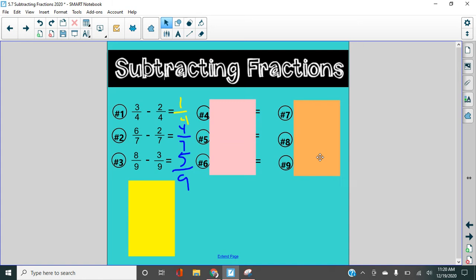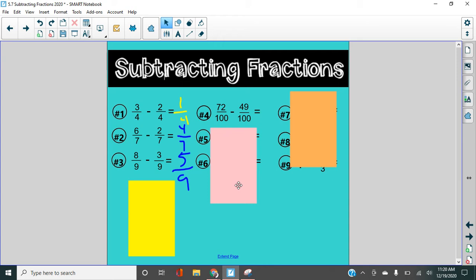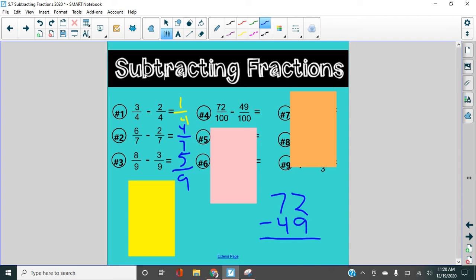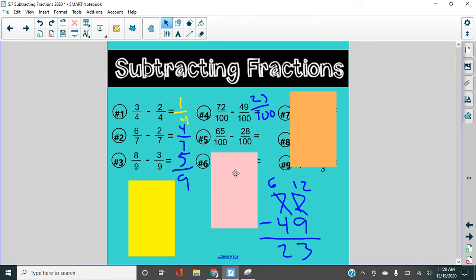Oh, those are big. Let's see. What are these? Oh, I should have had you do some of these over here. Let's see. If we had 72 minus 49, we're going to need to make sure that we borrow on this problem, aren't we? We're not going to do that very successfully in our head, although a counting up strategy would probably be a pretty good one here. Here we would have 12. So 12 minus 9 equals 3. And 6 minus 4 equals 2. So this would be 23/100ths.